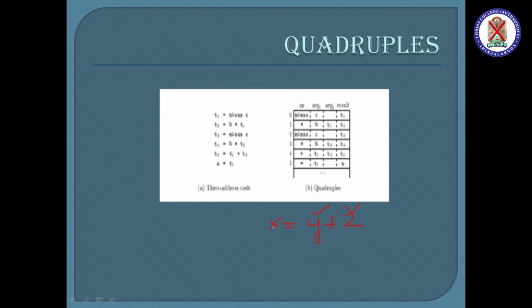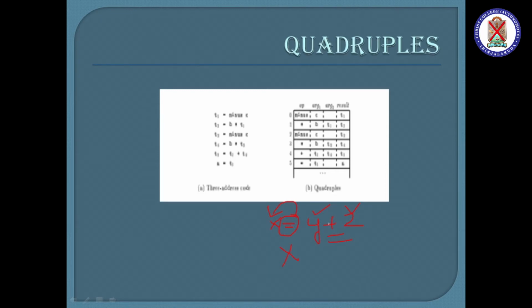How do we represent x = y + z? y is argument 1, z is argument 2, plus is the operator and x is the result. The main point here is that equal to is not represented because it is an assignment statement. So the equal to operator is bypassed. Only one operator we specify, on the RHS, and equal to is bypassed.